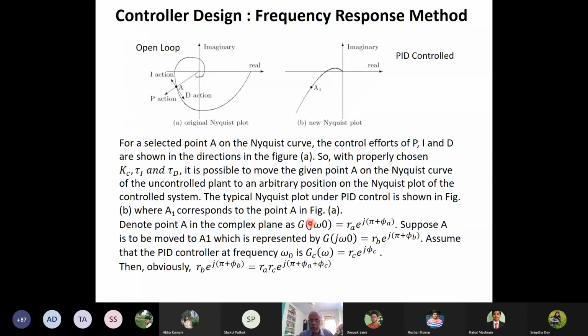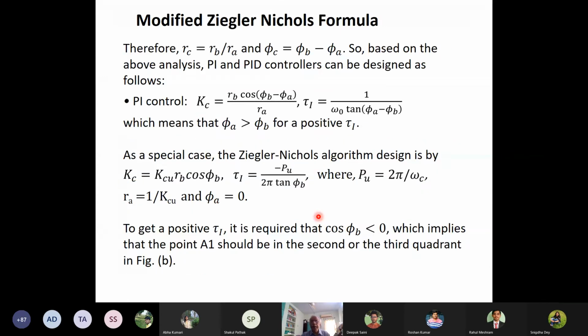So here omega will be the phase crossover frequency, and phi plus phi A will be equal to 0, because phi A is equal to 0, so it will be j pi at the phase crossover frequency. And Ra then will be 1 by Kcu. Now to get a positive tau I, tan phi B, cos phi B should be less than 0, which implies that the point A1 should be in the second or third quadrant.